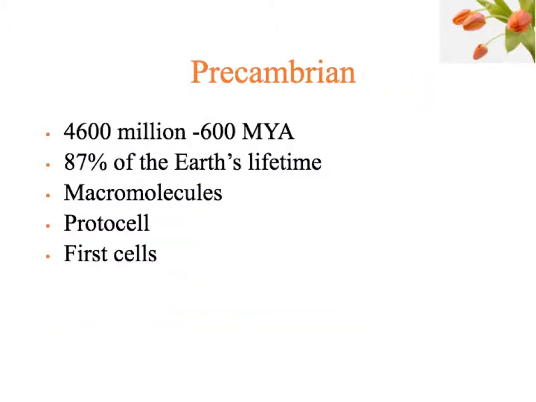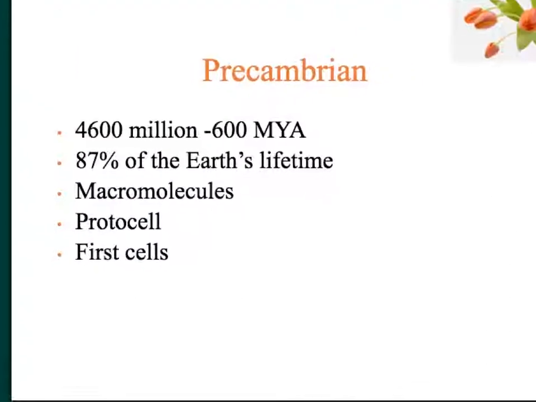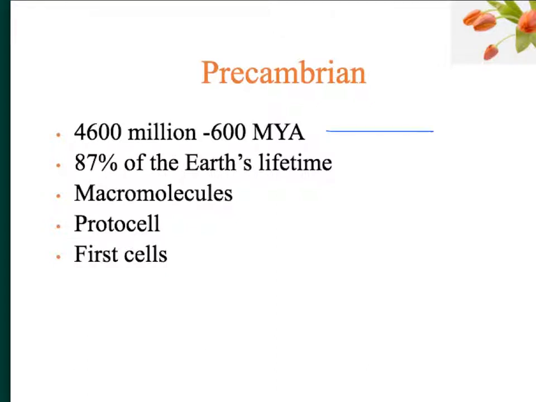So we're talking about the Precambrian period. That's 4,600 million years to 600 million years ago. 80% of Earth's lifetime was spent in this time period that we're talking about. And during that time period, if you think about it, 87% of the lifetime life just sat there kind of on summer. We made macromolecules. We first had the pre-cell or protocell, and then it led to the first group of cells, or prokaryotes.